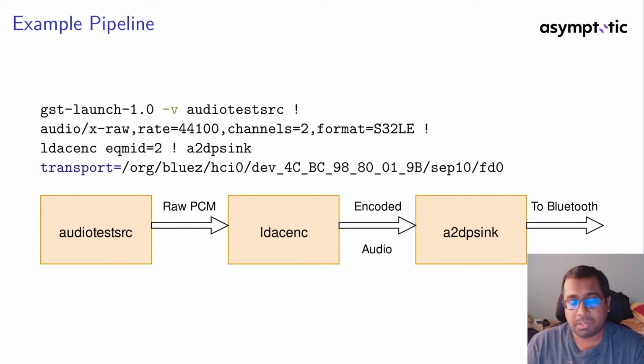Then we have the A2DP sink. The A2DP sink takes the encoded audio and transmits it to a Bluetooth device, and the transport is equal to what you see here. Basically it says that it should do so to a device with this particular address and on a certain file descriptor. So what we have here is a pipeline which takes a test sine wave tone and streams it via Bluetooth.